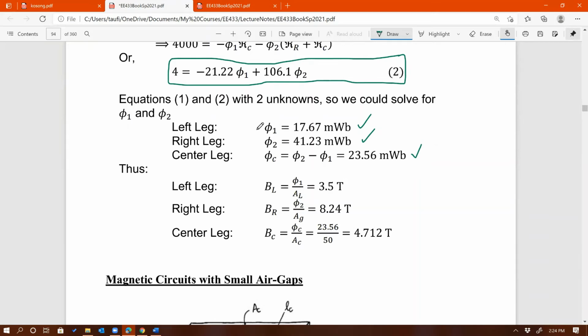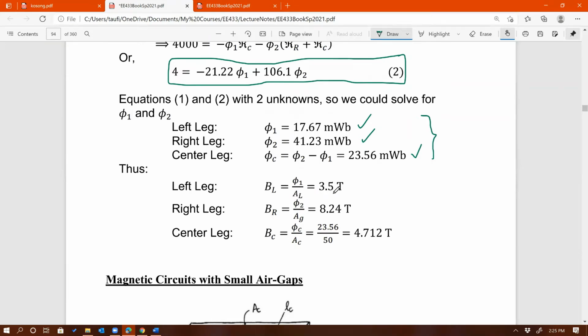Okay, so then the question is asking for flux density, not flux. So be careful. Flux density. These are all fluxes. Flux density would be flux divided by the area of the core. So for the left leg, flux 1 divided by the cross-sectional area on the left side of the core.